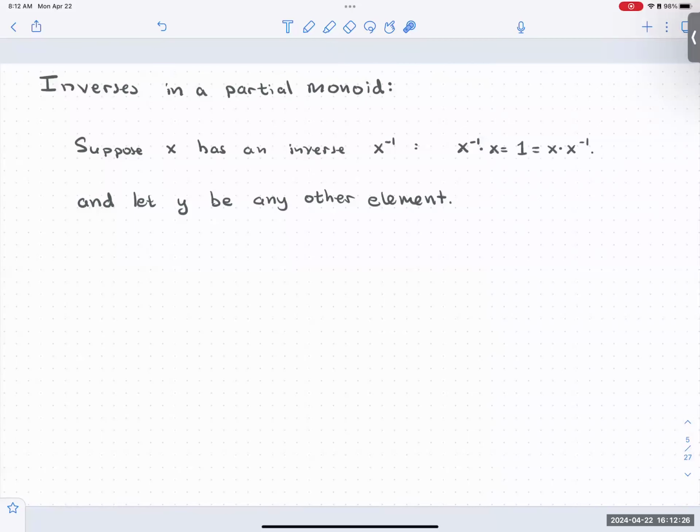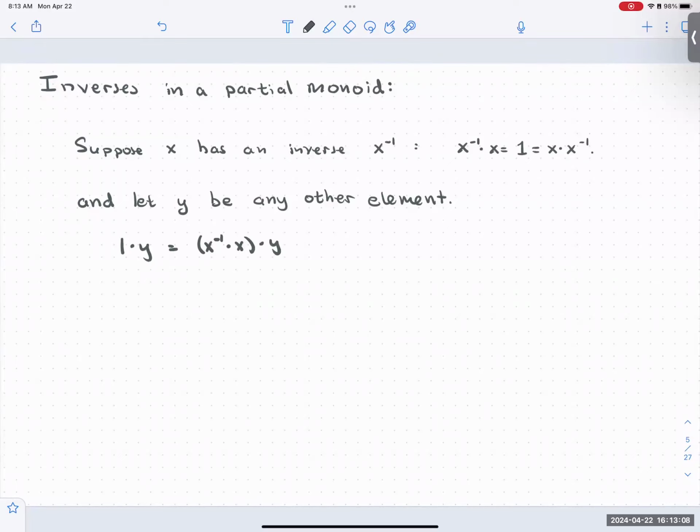So I want to say something about inverses and partial monoids. So the thing is if an element in a partial monoid has an inverse, meaning something that I can multiply on both sides and get the identity, then it actually multiplies with everything. So this is a calculation. So I know that 1 multiplies with everything. So 1 dot y is defined. This is just copying in from above.